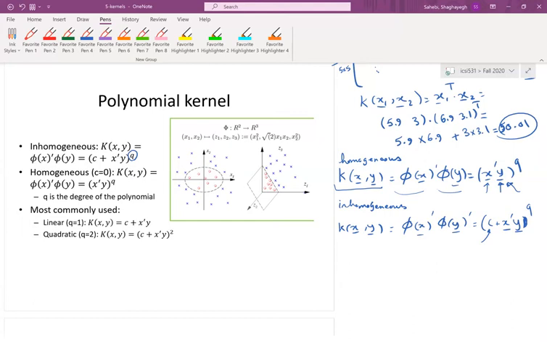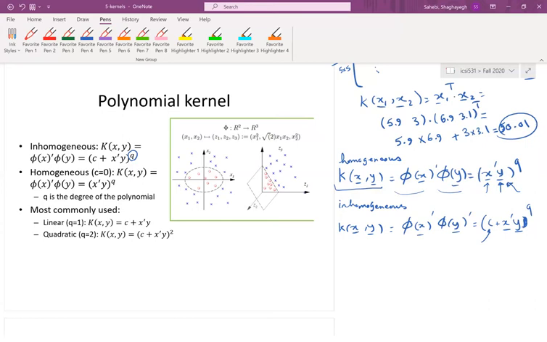So the most commonly used polynomial kernels are the linear one, when q is equal to 1, which we have seen. Now, if it is not linear, we can have the inhomogeneous one, in which we have a c here, or the quadratic one, in which the degree is 2. Okay. So we said that our polynomial kernel is defined according to the input space like this, right? But can we actually figure out what phi of x and phi of y are in this kind of kernel? Can we find the mapping itself?